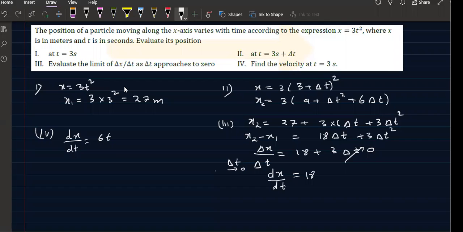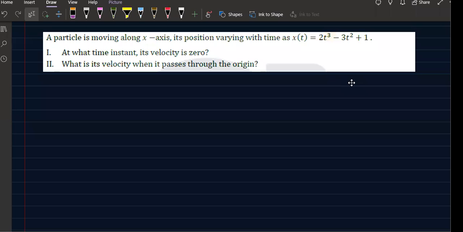Okay, very good. Let's solve another problem. We are just getting acquainted with the concepts of differentiation and vectors. That's what we are doing.